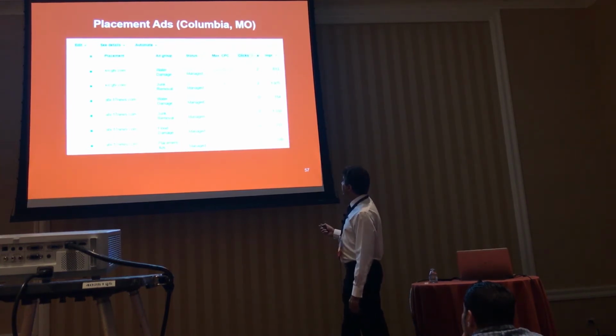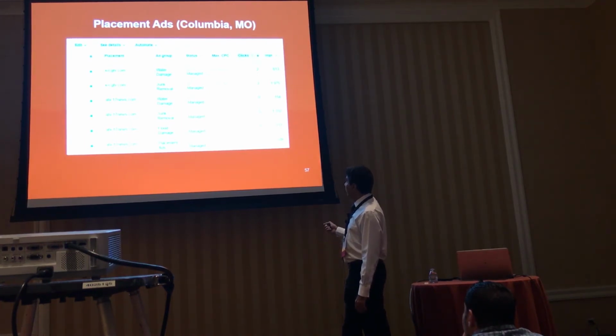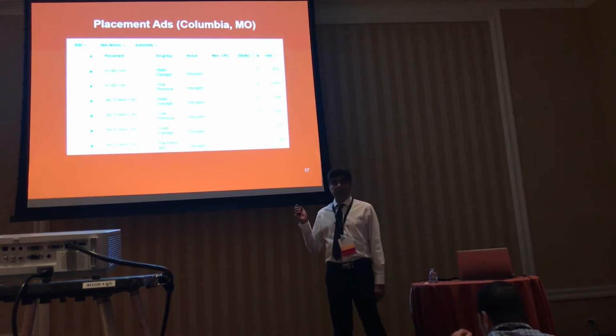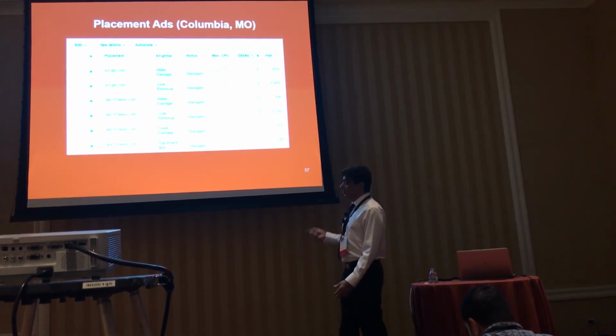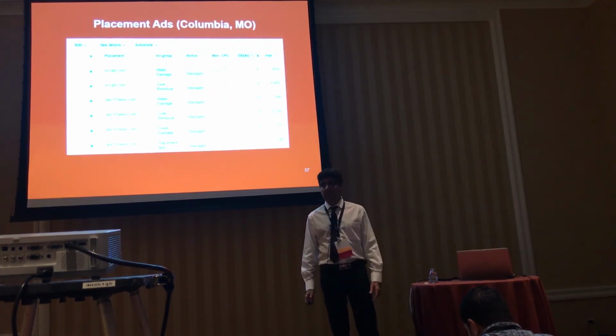Clicks. And I'm bidding here 50 cents a click. So we got 1,300 impressions, 200 impressions, flood damage, junk removal, water damage, 154 impressions, and so forth on these local news channels. Bidding only 50 cents. Let's say we get 10 clicks in a day, maybe.